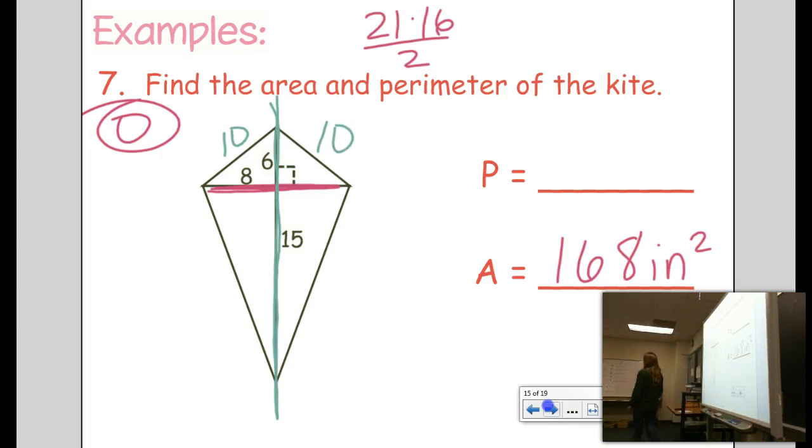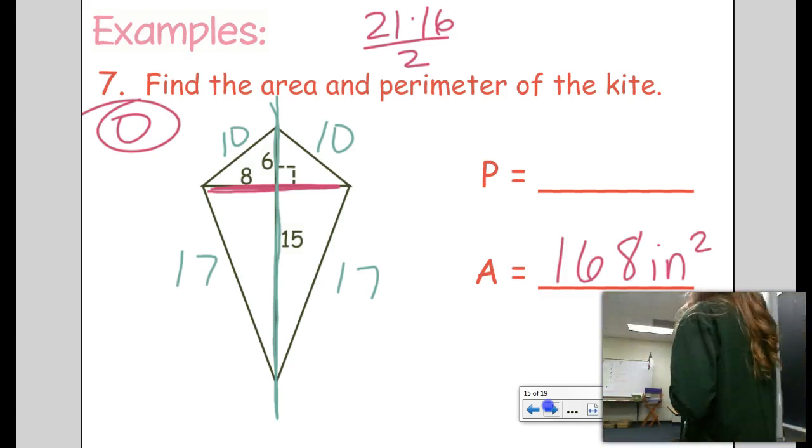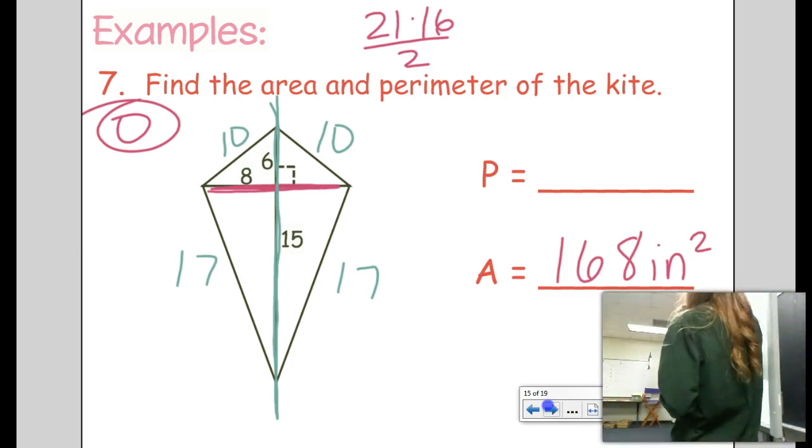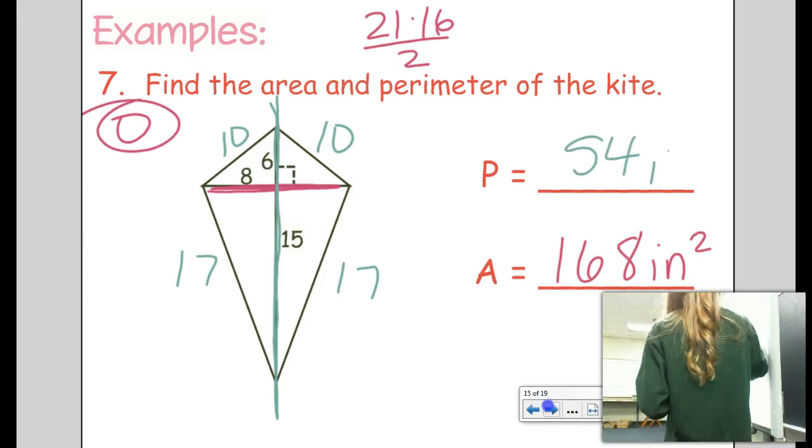Cool. We now know two of our sides. Paige, can you find our last side? 8 squared plus 15 squared. Square root? 17. Cool. Okay. Mirror image. 17 looks in the mirror and sees 17. So now the perimeter is a simple addition problem. Kaylee, what'd you get? Yeah, that sounds right. That's 34, 44, 54. Awesome. 54 inches.